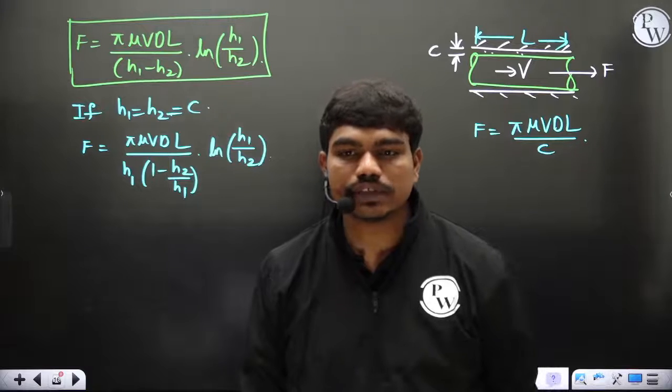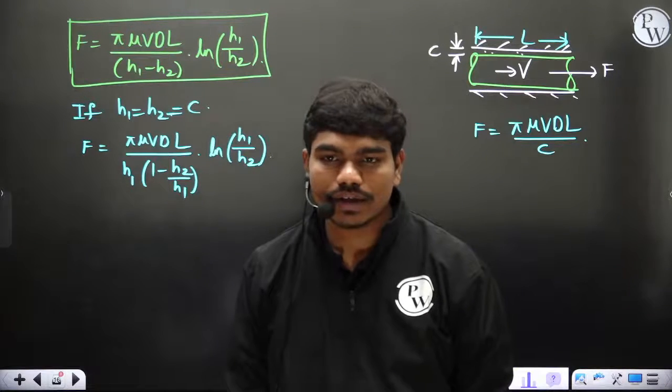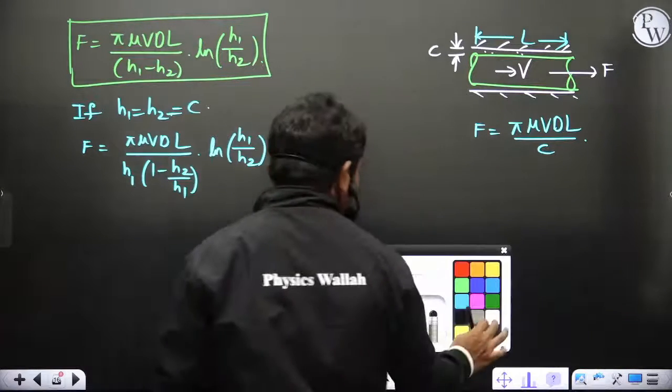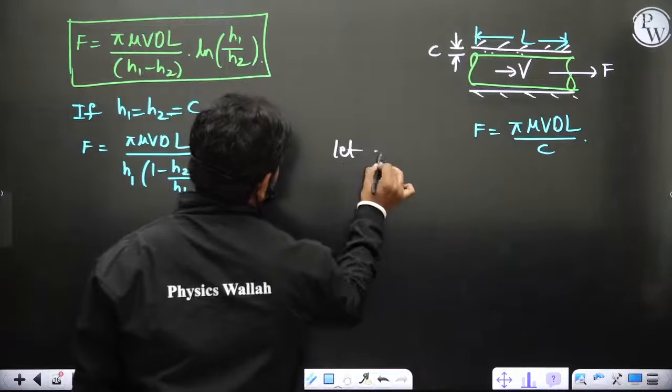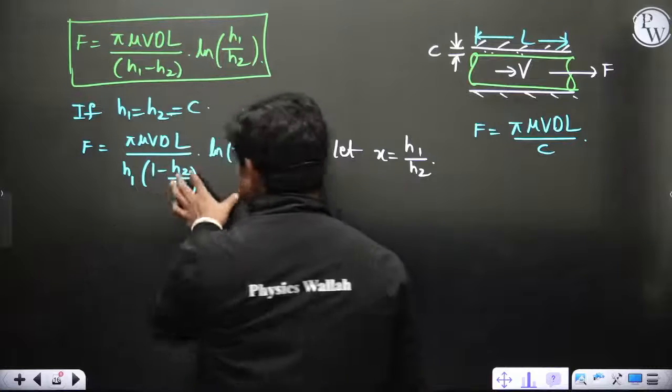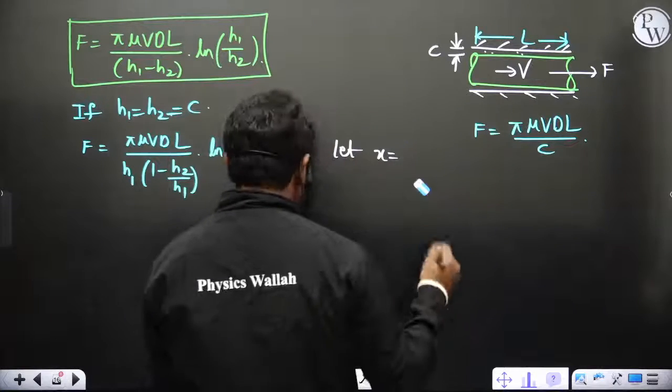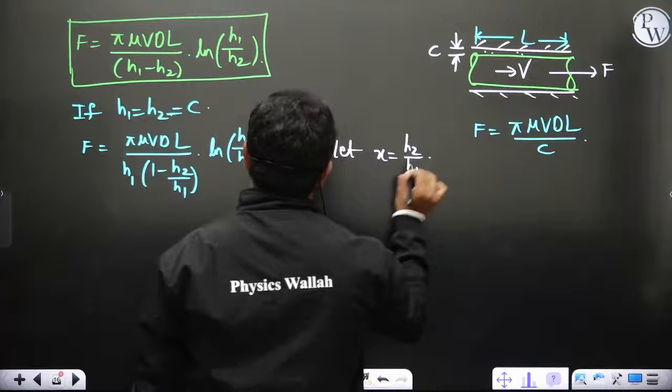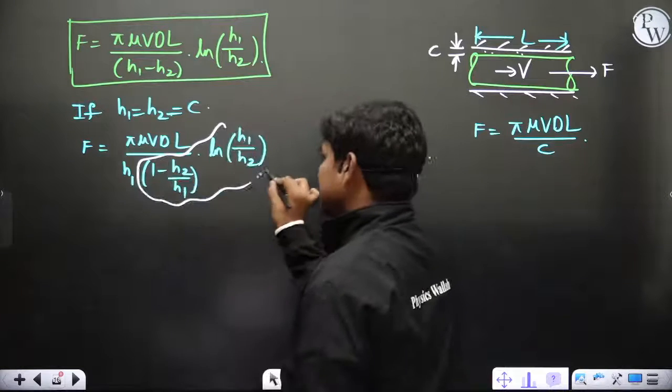What do you do in case of 0 by 0 in maths? Come on, quick. L'Hospital, right? If you see, let x is equal to H1 by H2, for example, then this, or H2 by H1, this could be a little simpler to do, H2 by H1. If you look at this term, because the main issue is with this term only, okay?